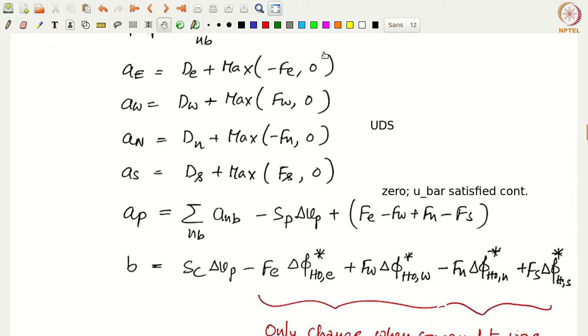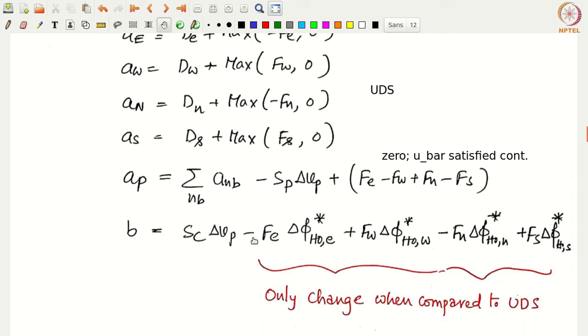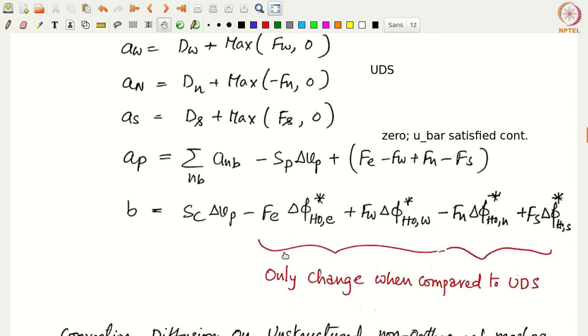But if F_e is negative, then this would turn out to be going into A east. Is this correct? Maybe you need to check the sign here, whether this is correct or not. Okay. Then we have plus F_w delta phi higher order on the west, and then minus F_n delta phi higher order star on the north, plus F_s delta phi higher order on the south at the star value. So this extra term is basically the only change when compared to the upwind difference scheme. This is the only change because we have used the deferred correction strategy.